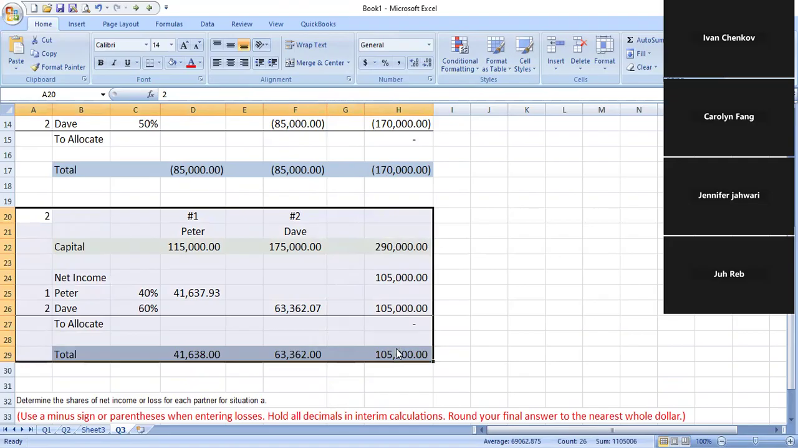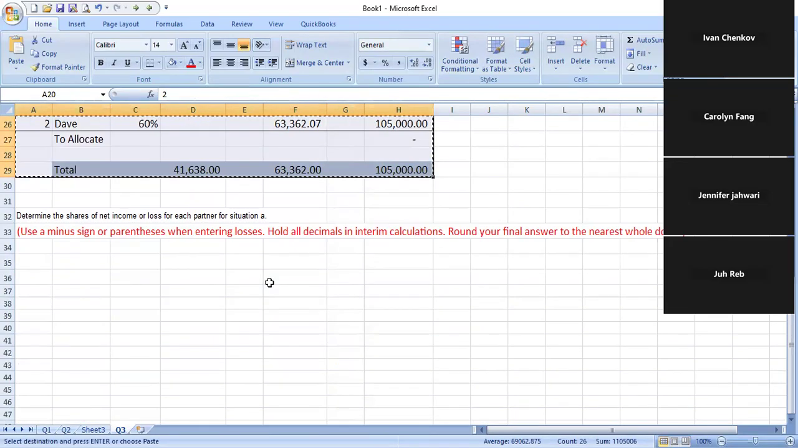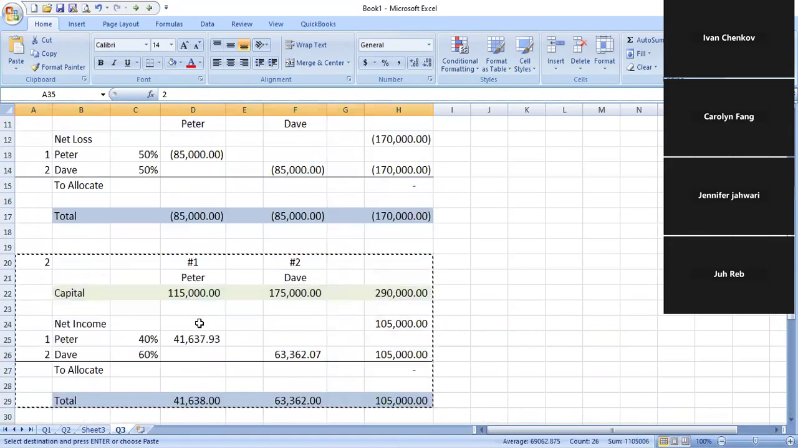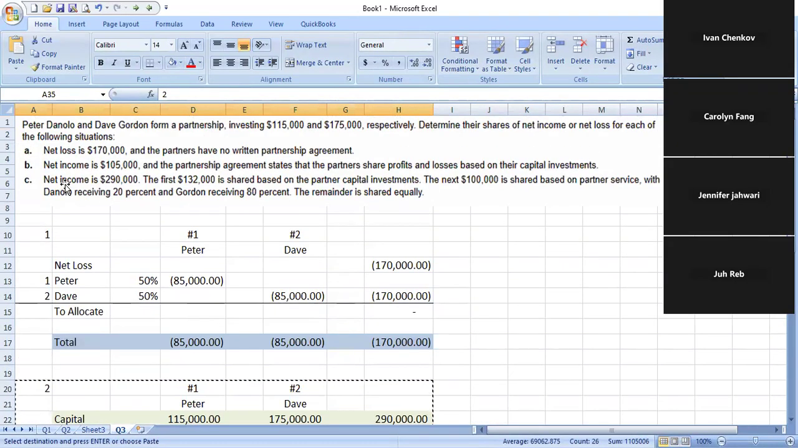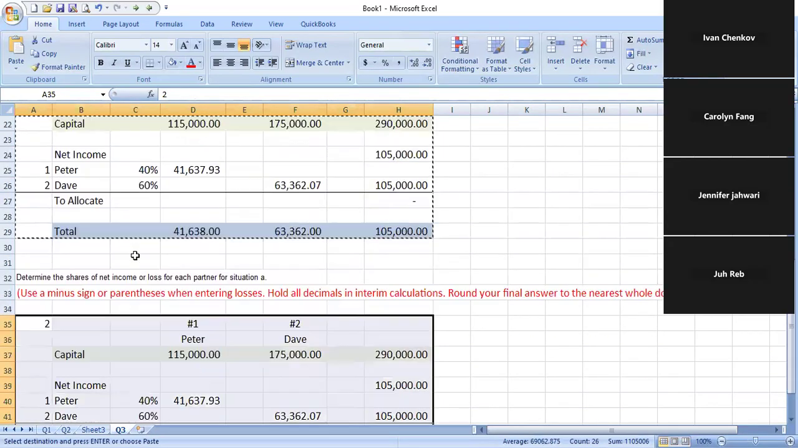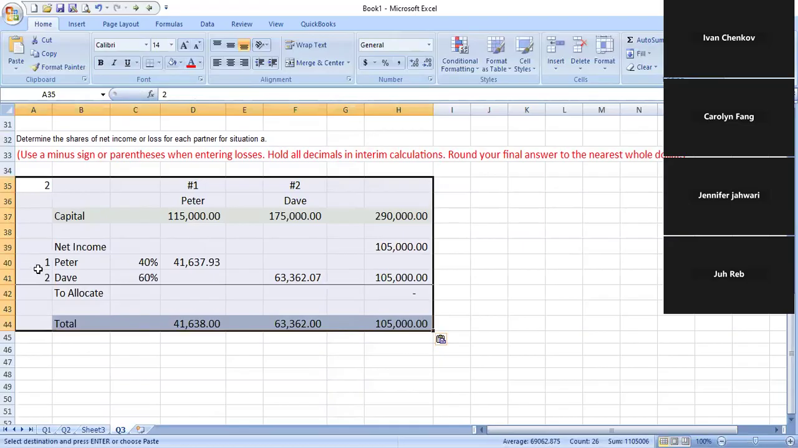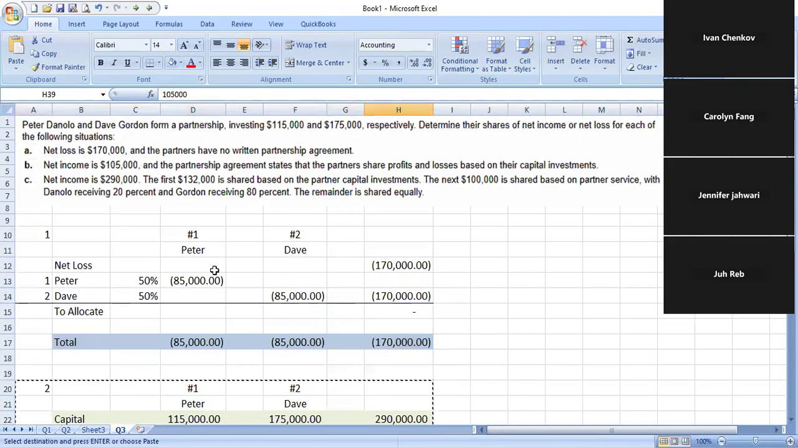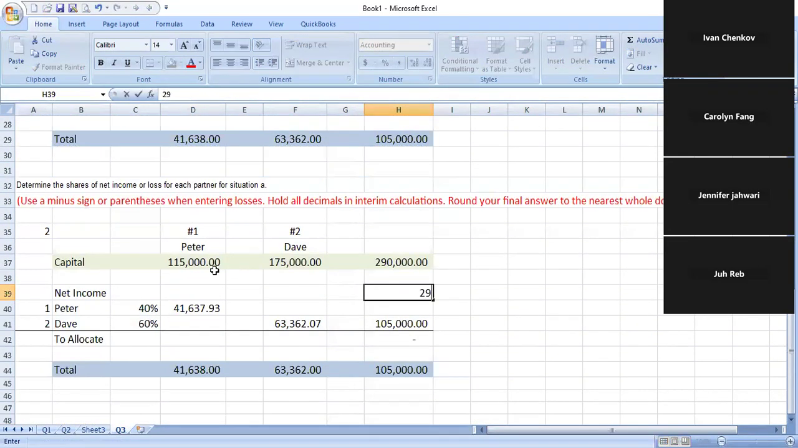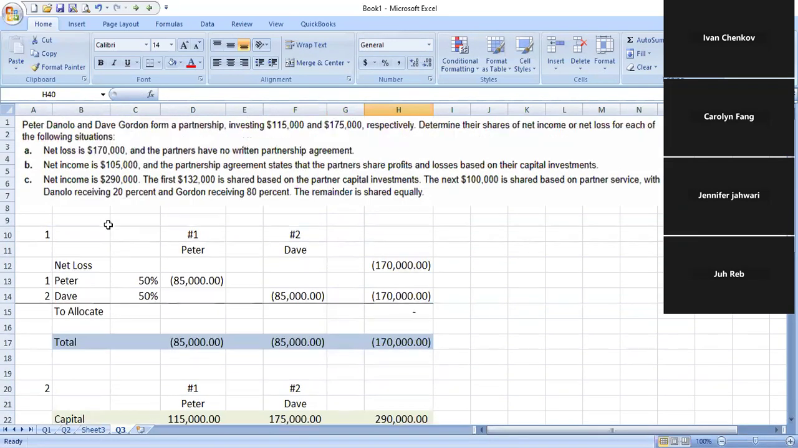The last scenario will be the key one, with multiple calculations. I'm going to start with this. So now net income is 290,000. That's the capital, our starting point: 290,000. How many ways are we going to have to allocate the income here?